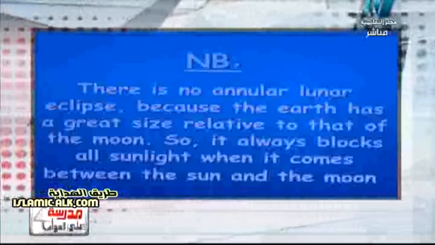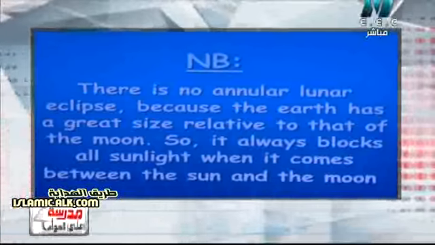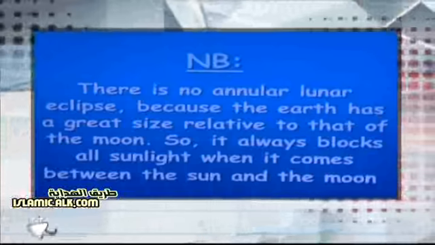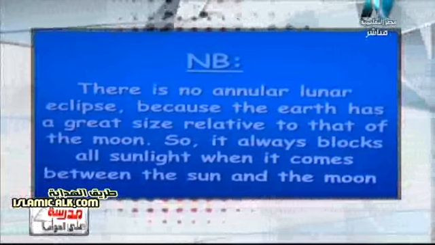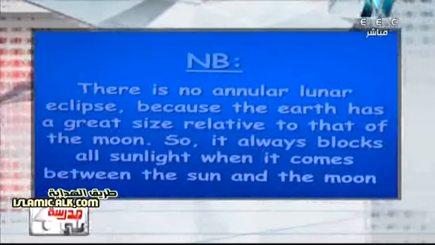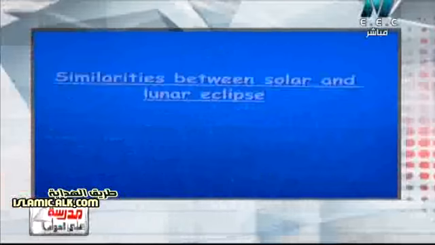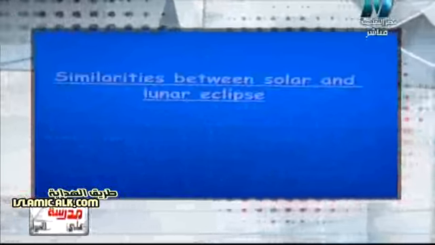Look here, there is no annular lunar eclipse because the Earth has a great size relative to that of the moon, so it always blocks all sunlight when it comes between the sun and the moon. So we don't have a type called annular lunar eclipse, but there is an annular solar eclipse. Okay, so we can make differences and similarities between solar and lunar eclipse quickly because we have no time.